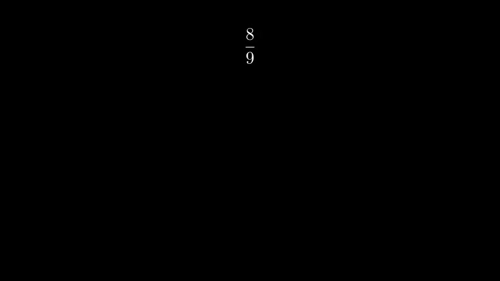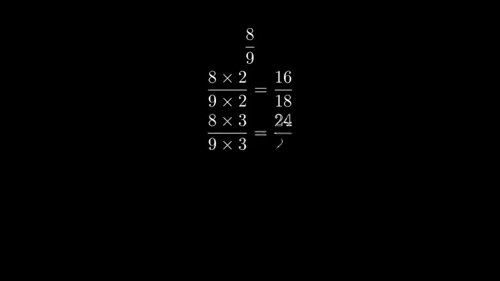Let's start with multiplication. For example, if we multiply both the numerator and the denominator by 2, we get an equivalent fraction. 8 times 2 is 16, and 9 times 2 is 18, so the fraction is 16 over 18. Similarly, if we multiply both by 3, the entire fraction becomes 8 times 3 and 9 times 3, resulting in 24 over 27.